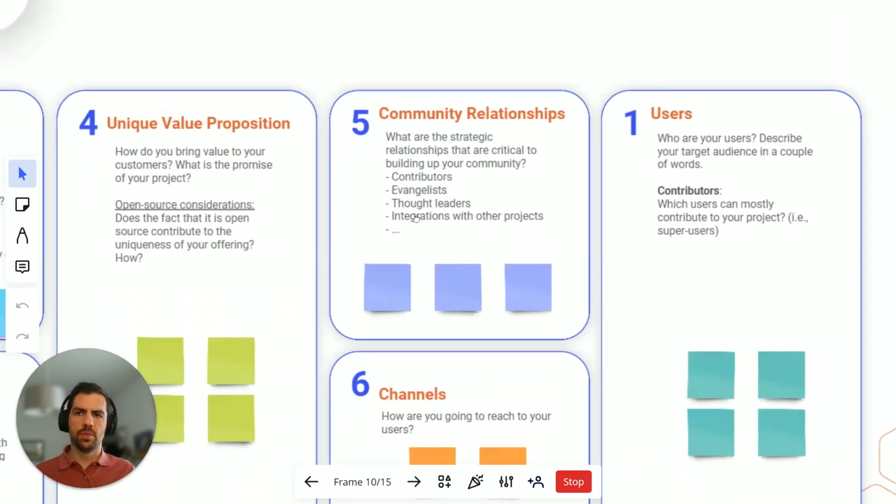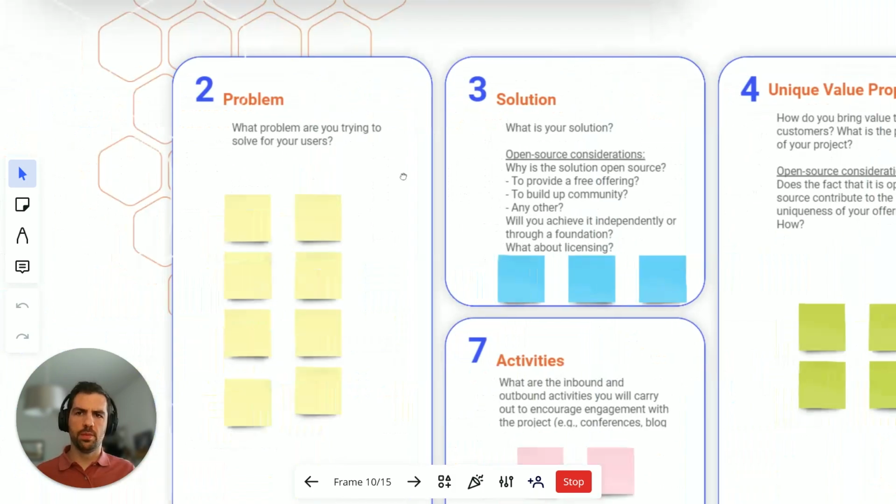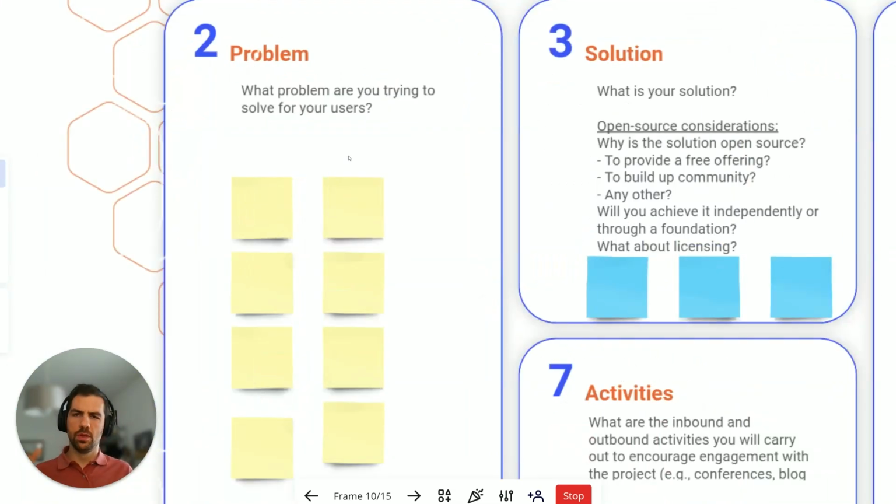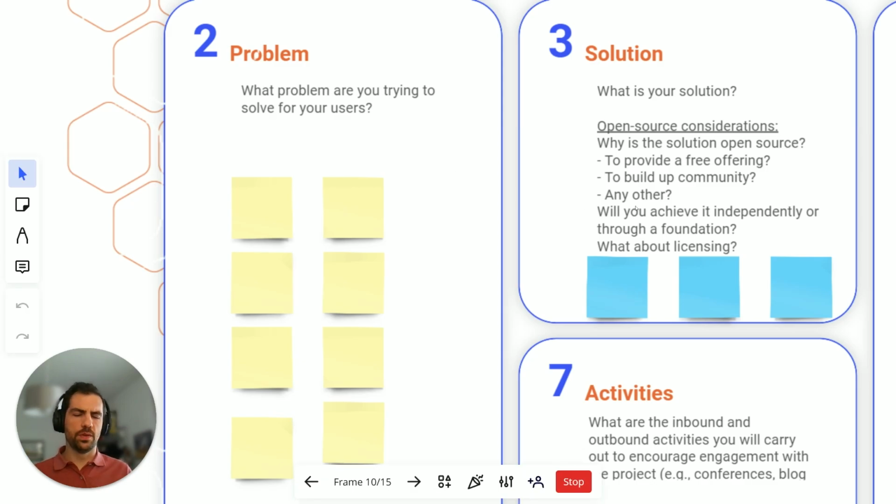The second point is to define the problem. You can also bring that information from the value proposition. So let's define here what is a problem that we are trying to solve for the users. If you're going to have different problems for different users, you can still use the same Canva, but use different sticky notes or different colors. As long as you are able to differentiate it, it works well.